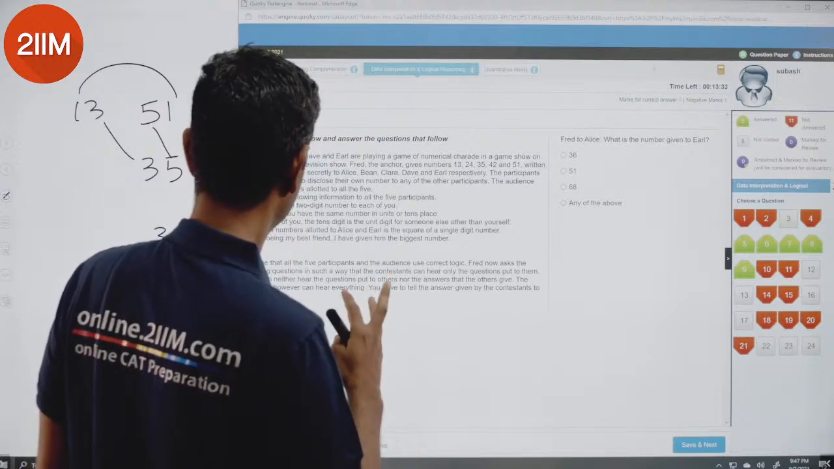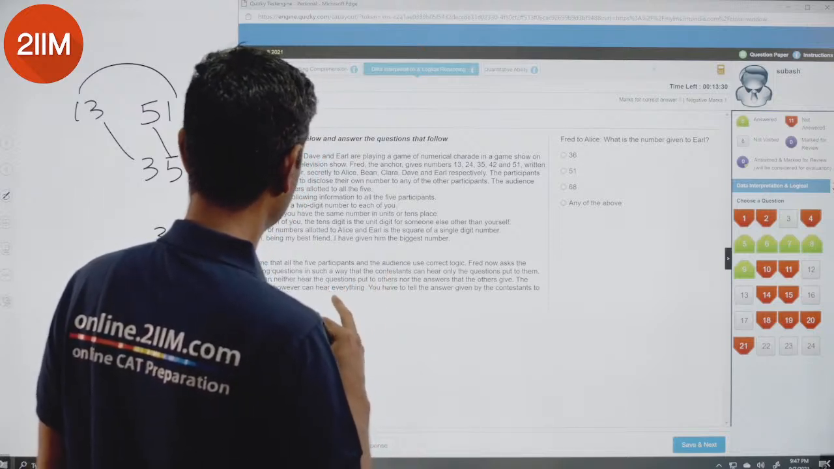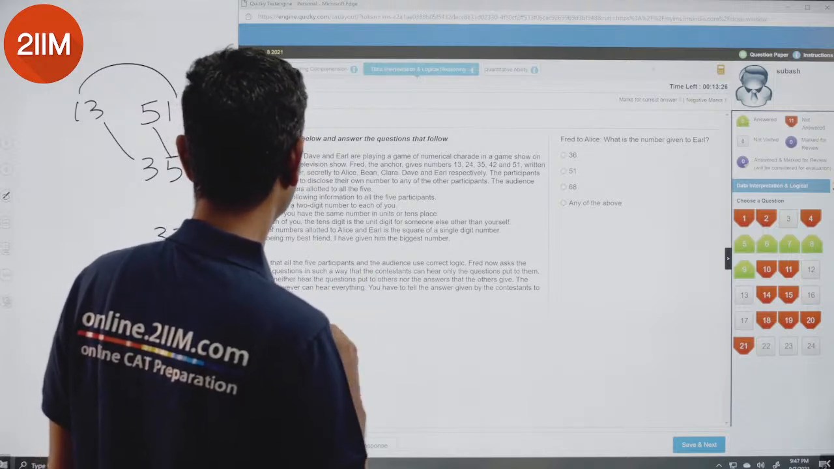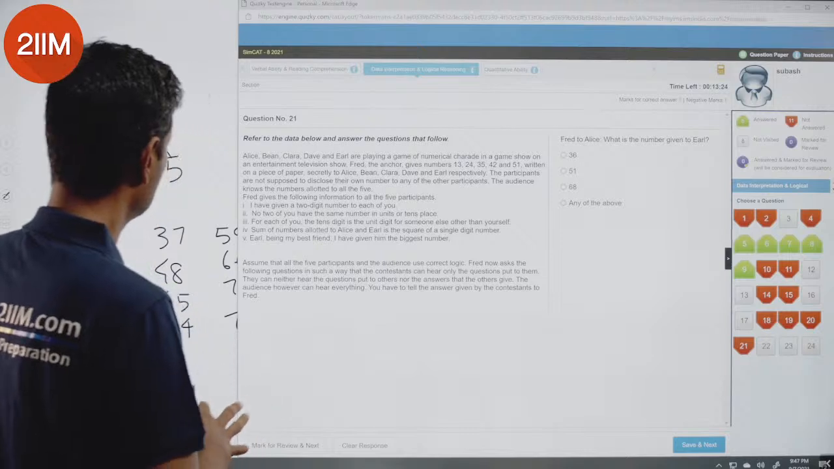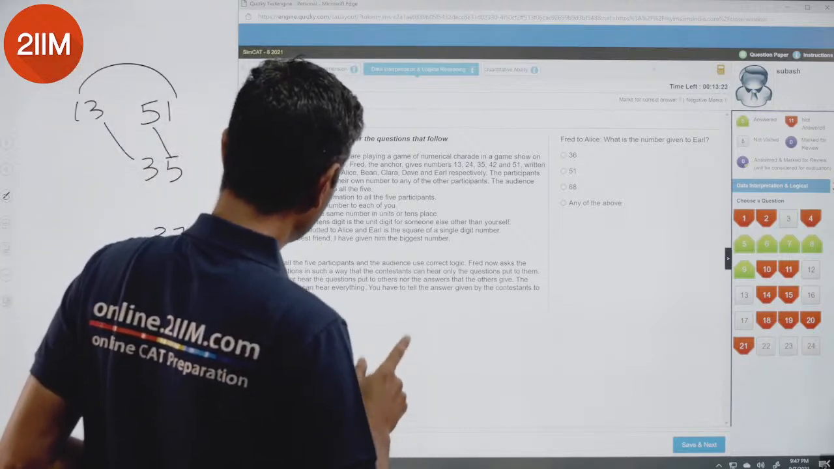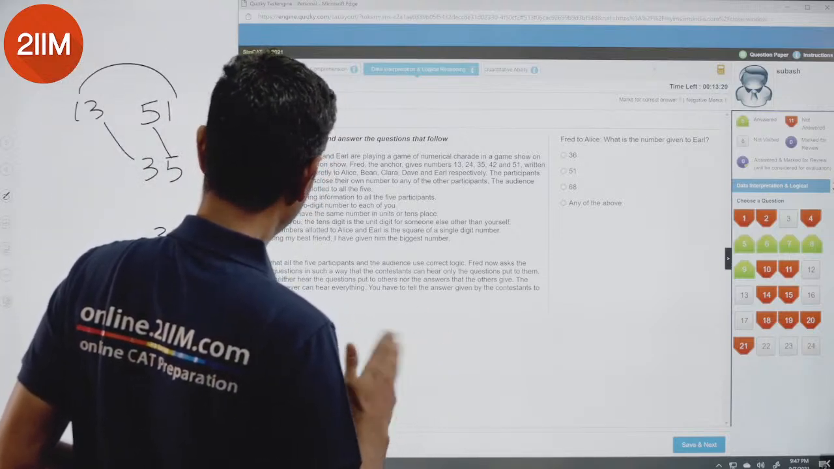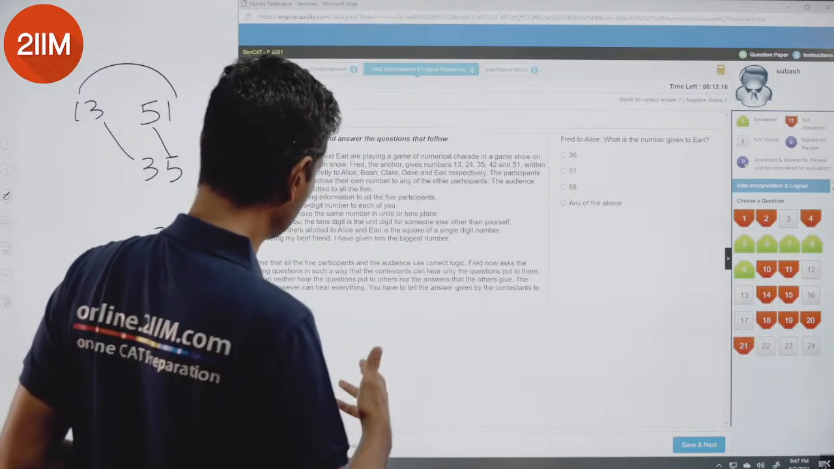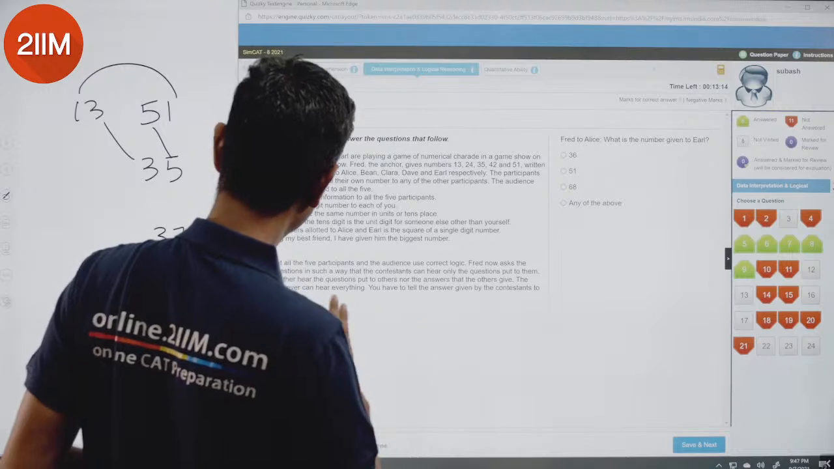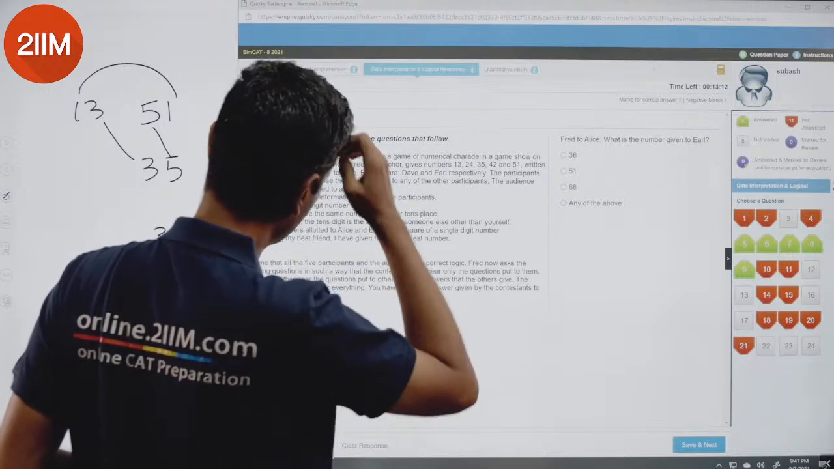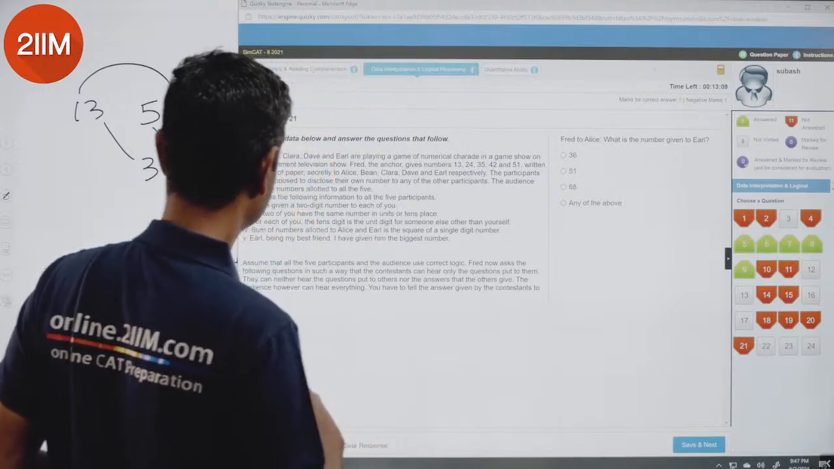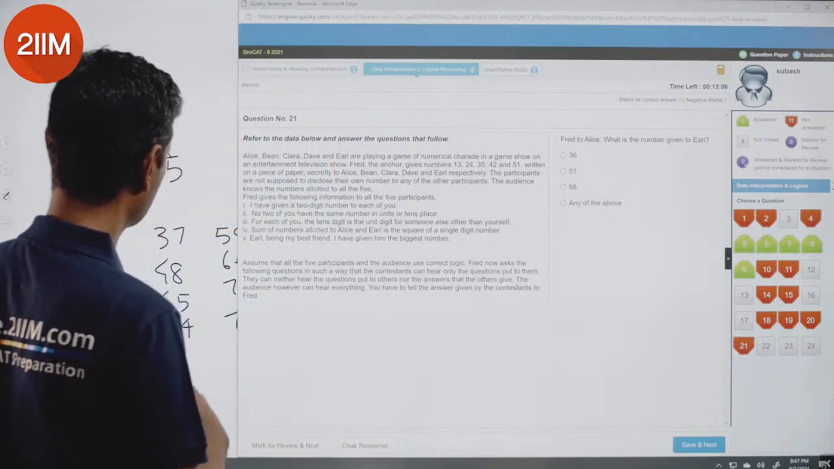Participants are not supposed to disclose their own number to any of the other participants. The audience knows the numbers allotted to all the 5: 13, 24, 35, 42 and 51 written on a piece of paper secretly. Given a 2-digit number to each of you, what is the number given to Earl? The highest number is 51.